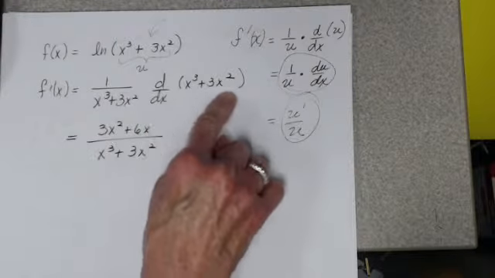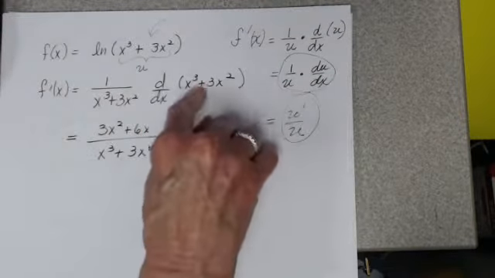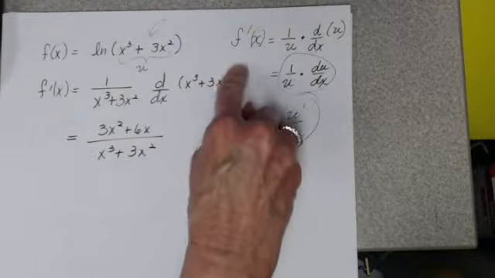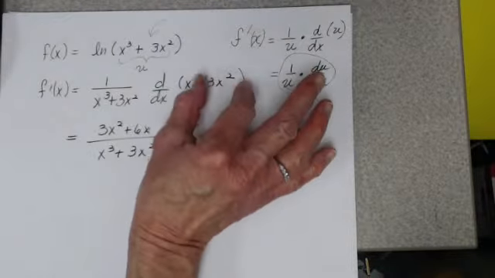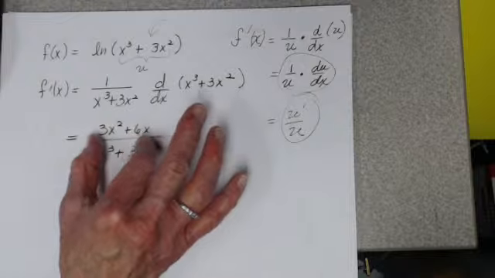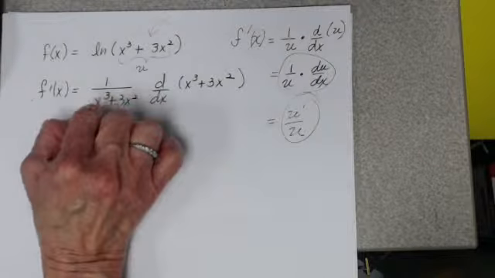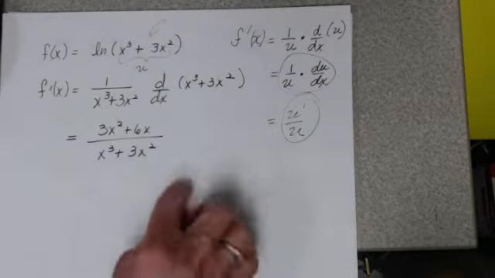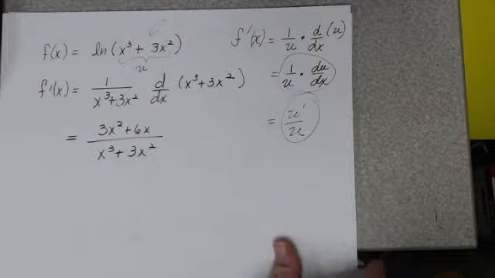Then the derivative of x cubed plus 3x squared would be 3x squared plus 6x. I multiply that sum, that is now the derivative, times 1 over x cubed plus 3x squared, and that becomes the rational function that you see there.